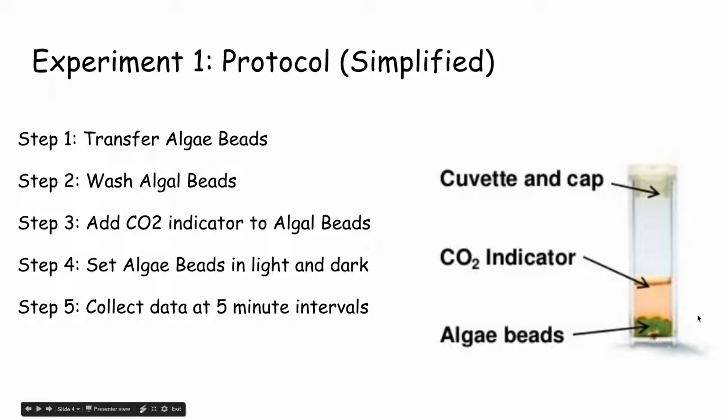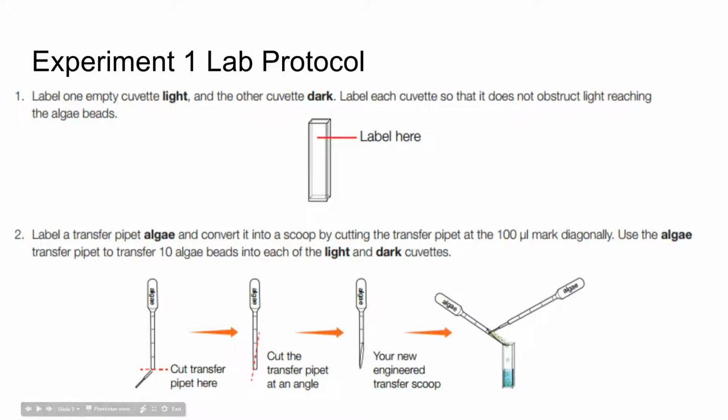Right here you can see a cuvette and a cap. The CO2 indicator is inside the cuvette, and the algal beads are sitting in the bottom. So this is just like a little mini home for them. It's where you're going to collect your data. What you're going to do with your partner is first label one cuvette light and the other cuvette dark. You can use a little L and a little D. You want to label it at the top where it says label here so it doesn't obstruct light reaching the algal beads. Then you're going to label transfer pipettes algae, and you're going to convert it into a scoop pipette by cutting it on an angle.